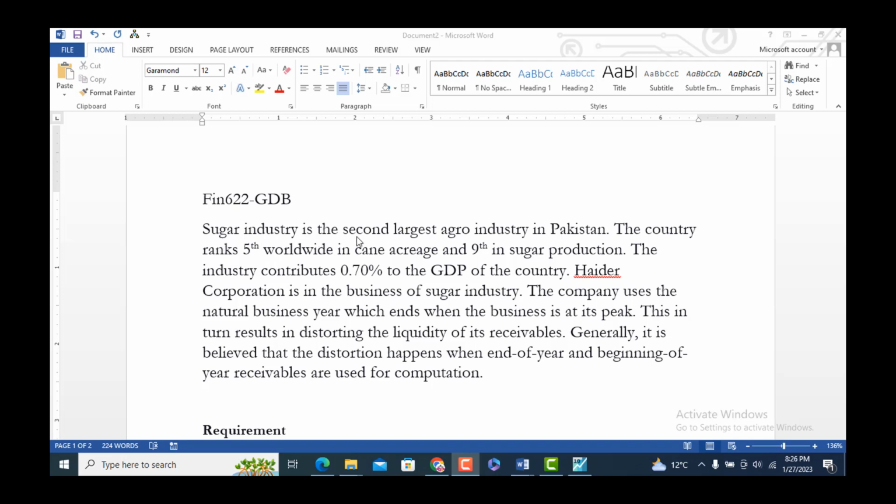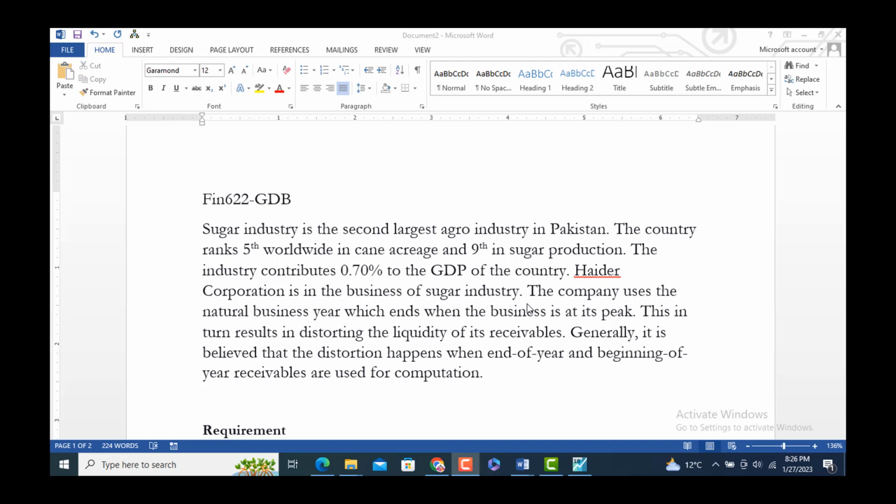Sugar industry is the second largest agro industry in Pakistan. The country ranked 5th worldwide in cane acreage and 9th in sugar production. The industry contributes 0.70% to the GDP of the country. Heather Corporation is in the business of sugar industry.